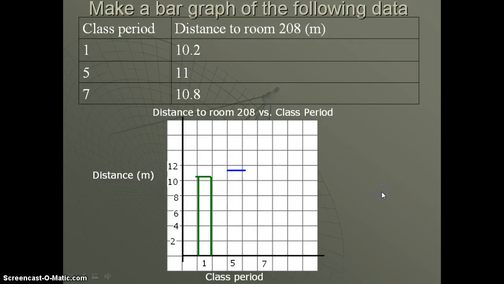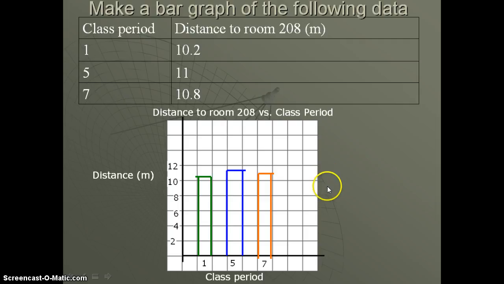So there's that. And I actually have to draw my bar. Then class period 7 measured it to be 10.8, which is going to be around here. And there's my bar graph.